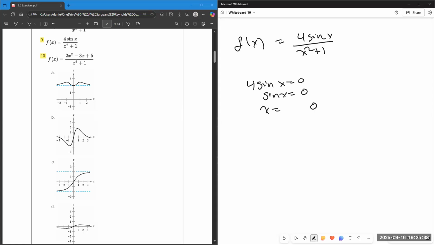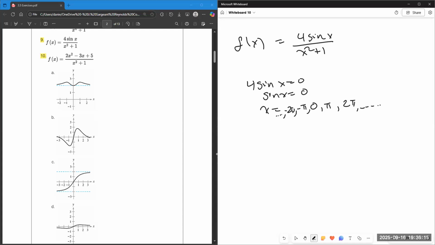X is going to be 0, negative pi, positive pi, positive 2 pi, negative 2 pi, and so on this way and so on this way. So that should already tell you which one it is. I already talked about this, that this is 3.14 that crosses here, roughly where pi is, negative 3.14 roughly where negative pi is. We can just eyeball that and say that's pretty close to positive pi, that's negative pi. And this is going to keep going.